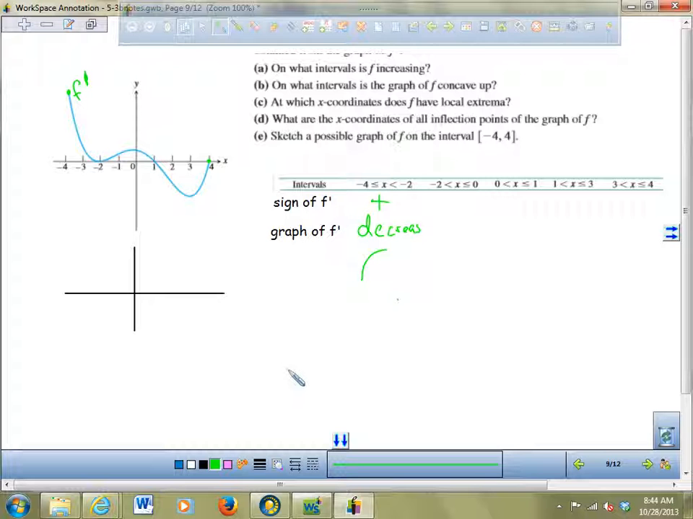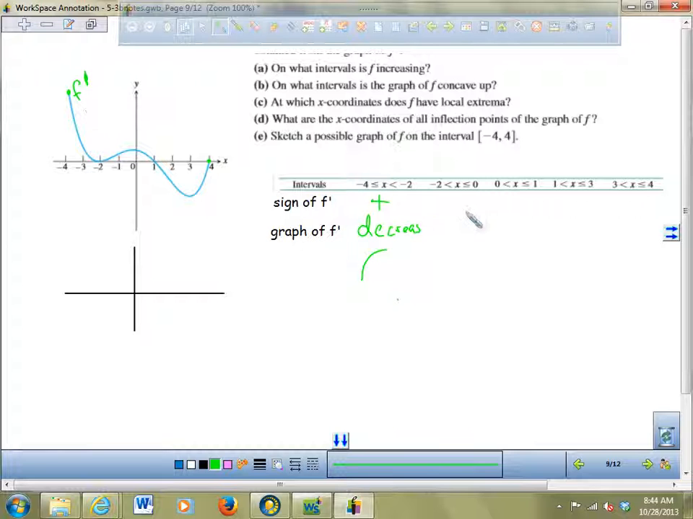Okay. So I'm going to sketch little pictures of f. The graph of the function is going uphill, but since the graph of the derivative is going downhill, that means that my function is going uphill but concave down until you get to that point. You understand? Because this is a graph of f prime.